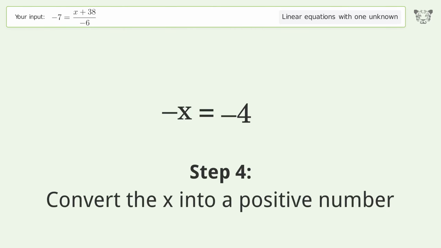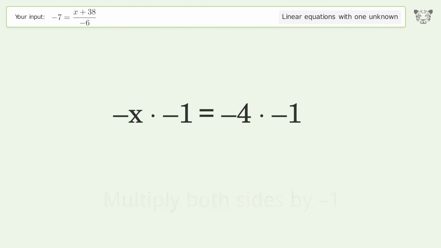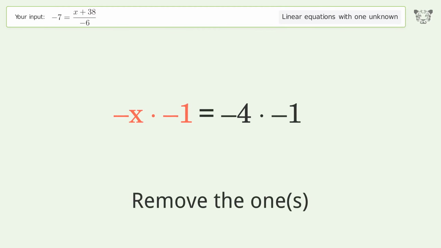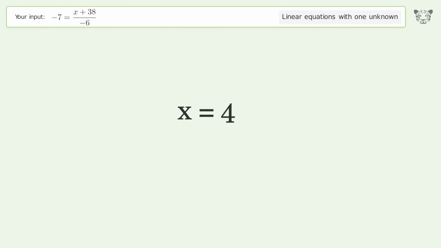Convert the x into a positive number. Multiply both sides by -1. Remove the ones. Simplify the arithmetic. And so the final result is x equals 4.